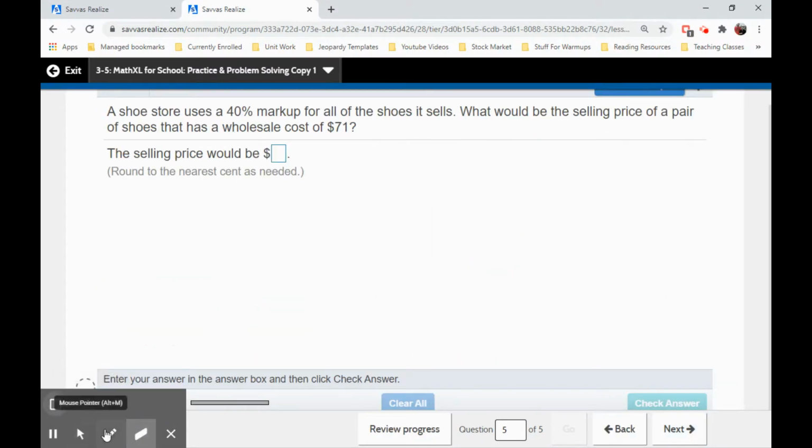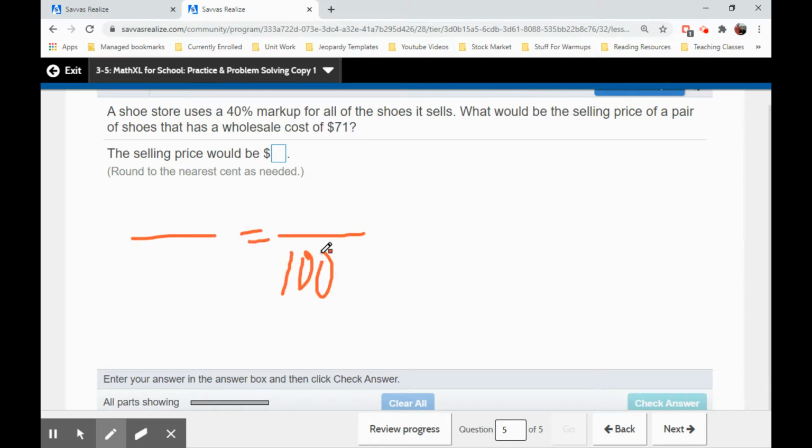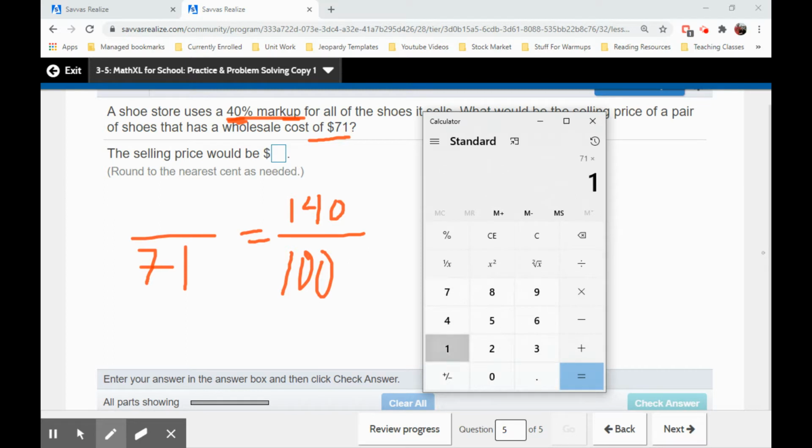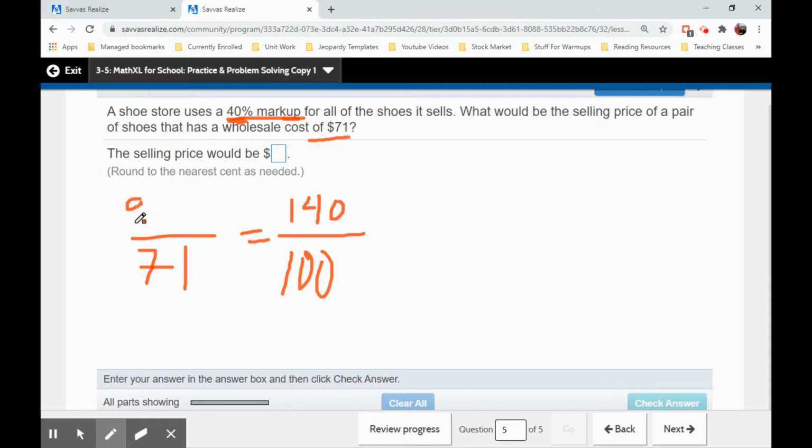Okay, let's look at our last one here. This one is just going to be a single again. It says that a store used a 40% markup for all of the shoes it sells. What would be the selling price for a pair of shoes at a wholesale cost of $71? If they pay $71 for it and it's being marked up, it's got to be a number above 100. So we take 100 and add 40 to it, and we have 140%. Once we do that, $71 times 140 divided by 100 is $99.40. And again, we round to the nearest cent this time. So we get $99.40.